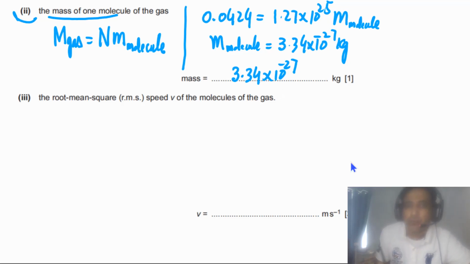And this question has only 1 mark. If you have got the right answer, you will get this mark.